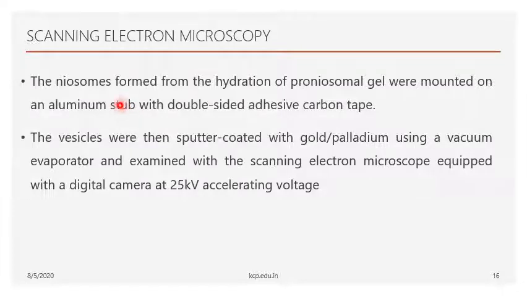And this is the procedure for performing scanning electron microscopy. Here, the niosome was placed on an aluminium stub which has a double-sided adhesive carbon tape. On these vesicles, you should place carbon, gold or palladium. By using a vacuum evaporator, it should be coated on the vesicles, and finally it is examined under the electron microscope with a digital camera at 25 kilovolts accelerating voltage.